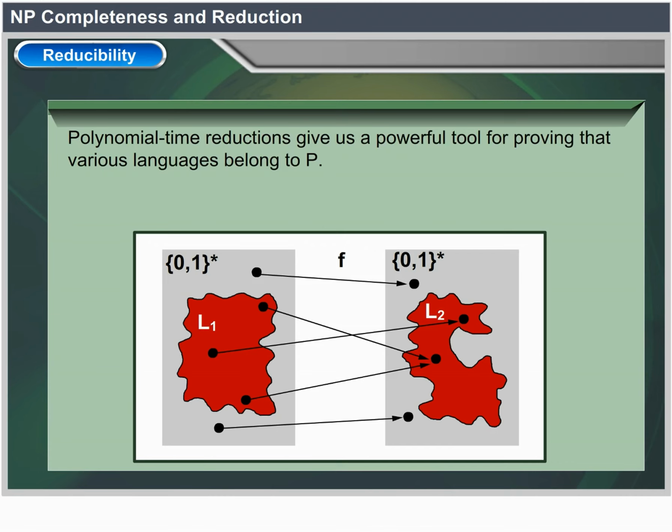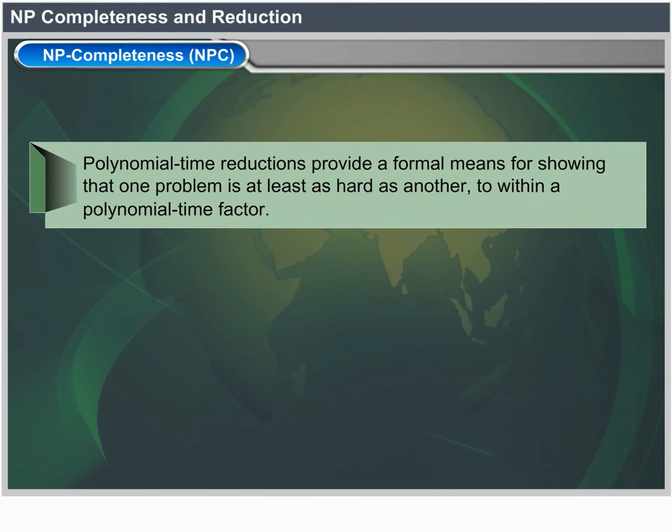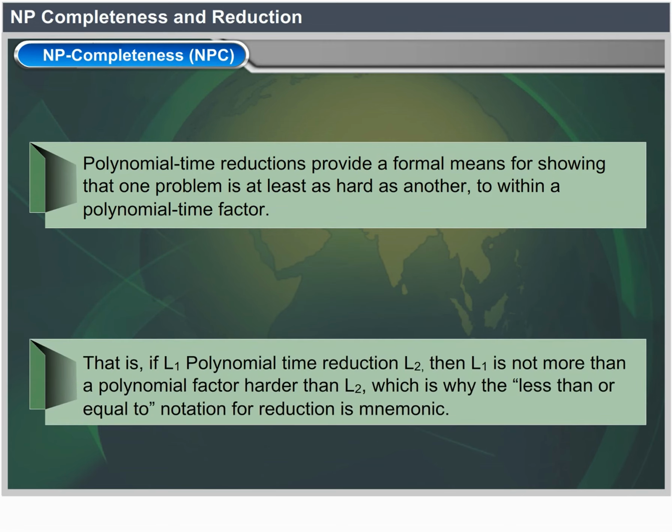NP-completeness, NPC. Polynomial time reductions provide a formal means for showing that one problem is at least as hard as another, within a polynomial time factor. That is, if L1 is polynomial time reducible to L2, then L1 is not more than a polynomial factor harder than L2, which is why the less than or equal to notation for reduction is mnemonic.